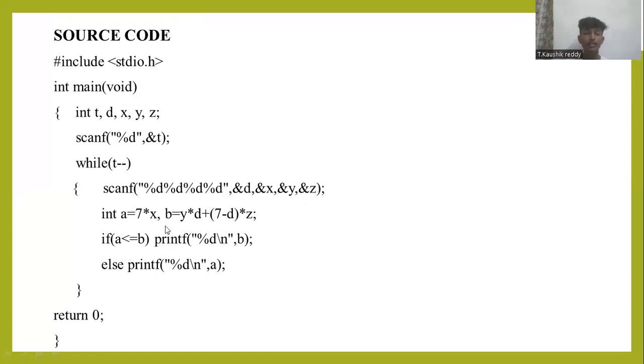And giving conditions: int a is equal to 7 star x, b is equal to y star d plus 7 minus d star z. If a less than or equal to b, printf b, and else printf %d slash n comma a. Again, close braces, again return 0, close braces. So this is the program for the given statement.